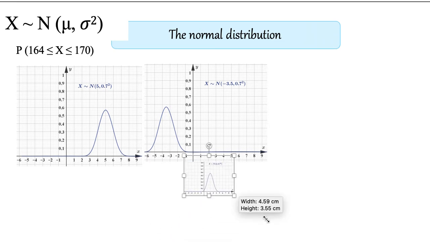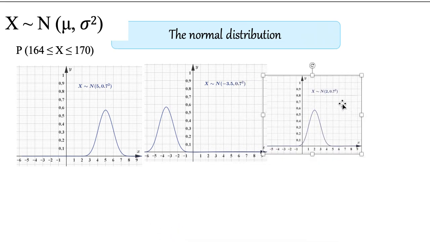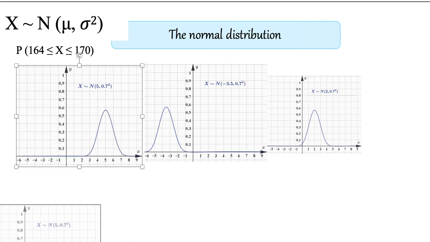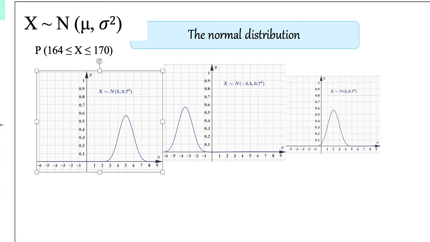And then for this one, you can see the mean is 2. That's the same example we had earlier. So you can see that it shifts, but it doesn't change the shape of it. It just shifts along the graph. Okay.